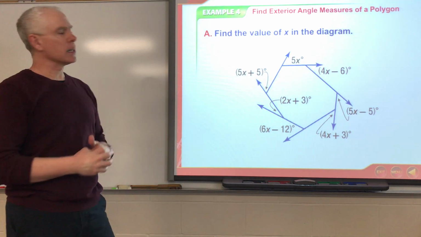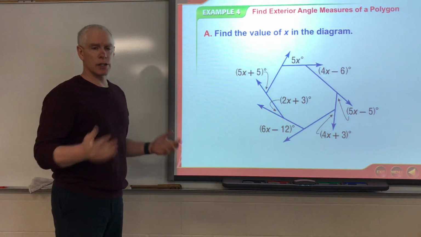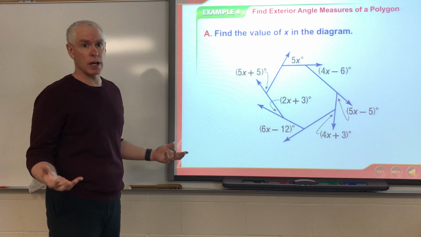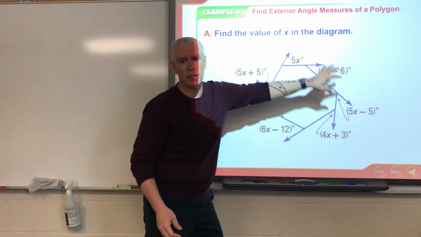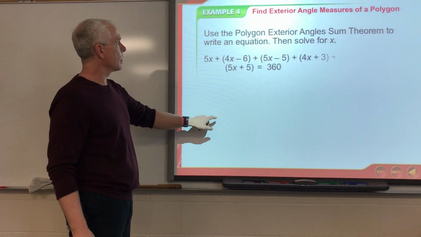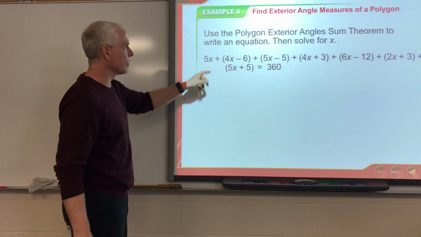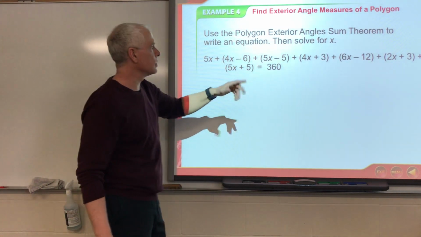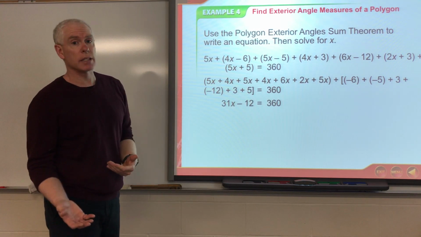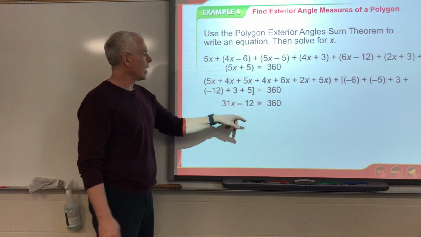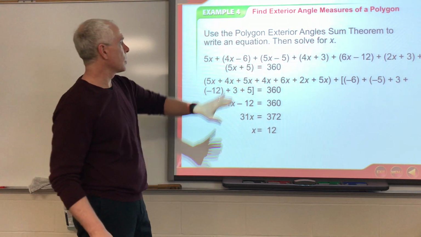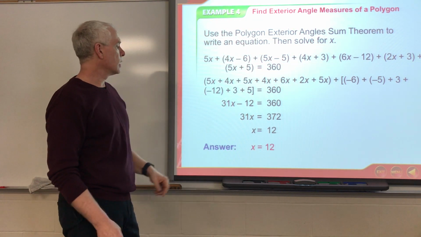Okay? Find the value of x in the diagram. Well, all of those expressions, you guys, represent exterior angles. And from a previous slide, we learned that the sum of the exterior angles had to be 360 degrees. So you're going to add all these expressions together, set them equal to 360, and then solve for x. Okay? So all of those expressions, we have a lot of simplifying to do. You know, 5 and 4 is 9, and 5 is 14, etc. We can combine our like terms there and get 31x minus 12, which is a much easier equation to solve. Add 12 to both sides, divide by 31. X is 12. If I want to find the measure of each of these, I can put the 12 back into each expression and get my angles, okay?